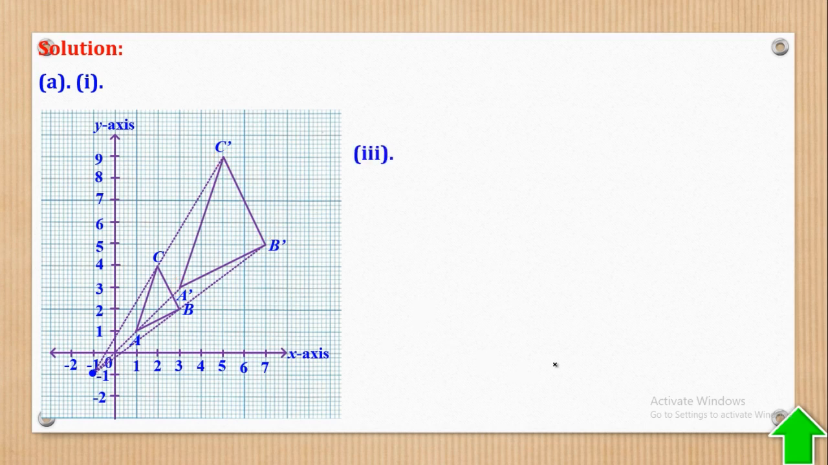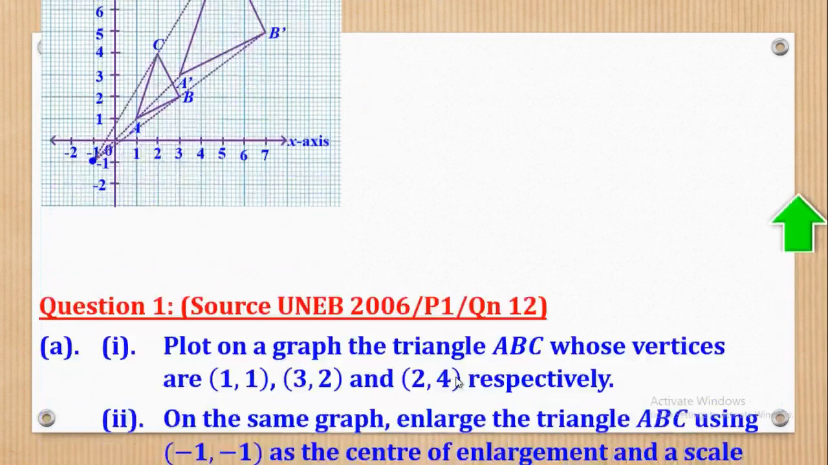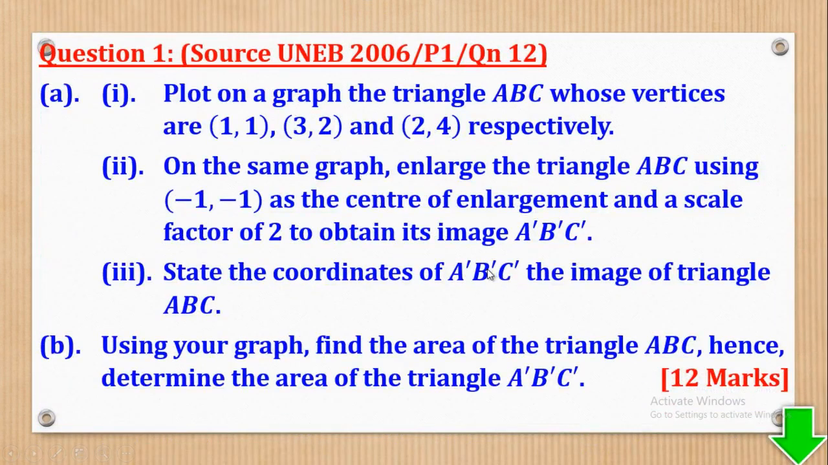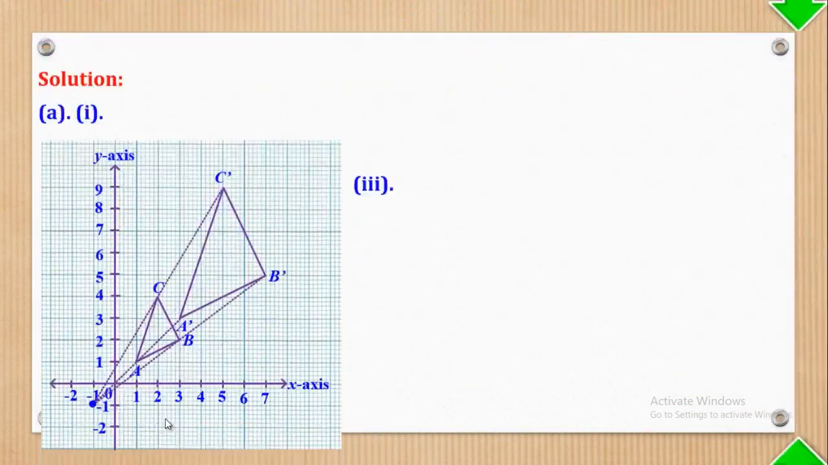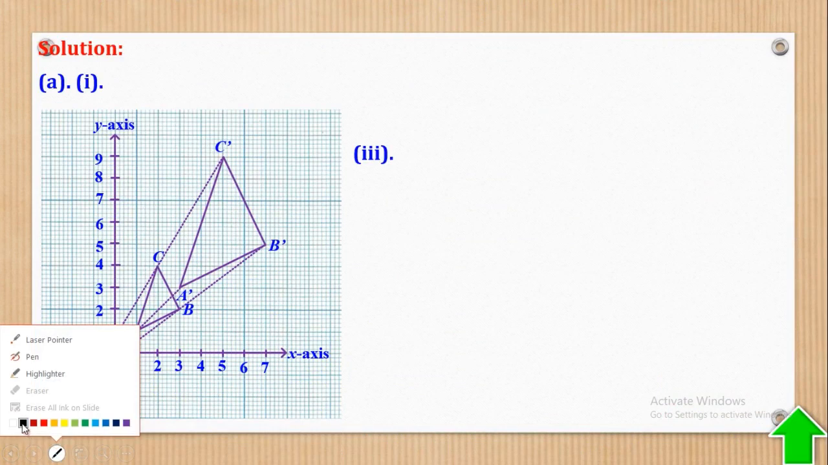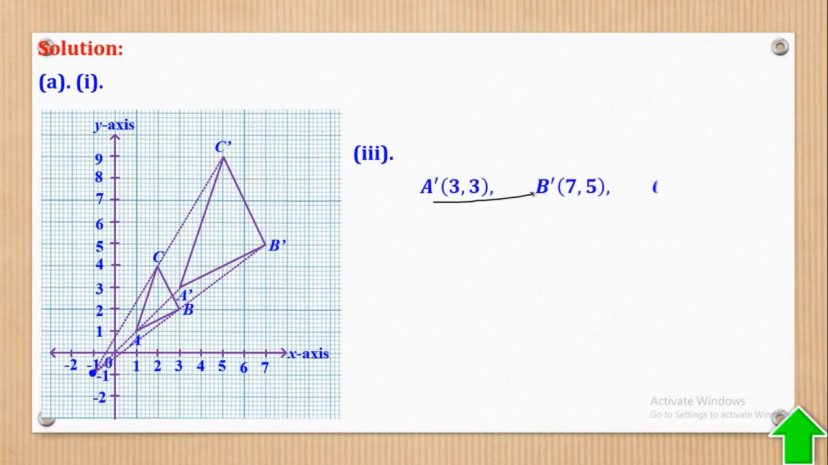Then for Roman 3 they said, state the coordinates of A prime, B prime, C prime. So we shall come here and state that A prime is that, B prime is that, C prime is that. Okay, so now we shall go to part B.